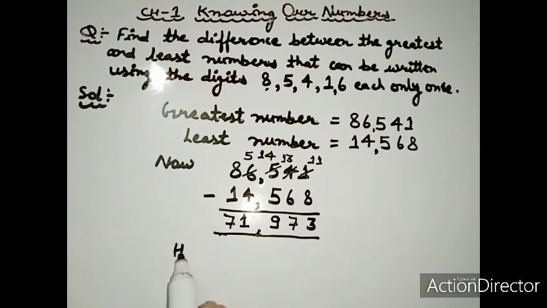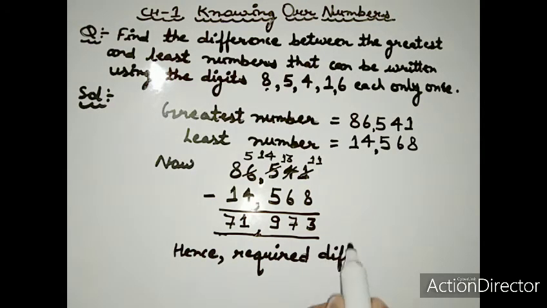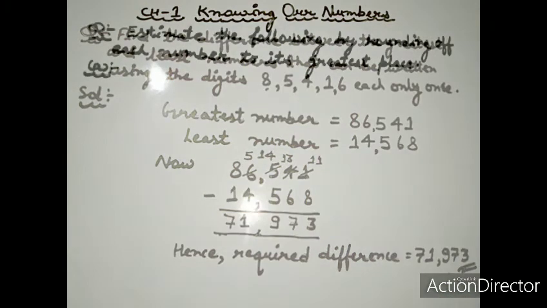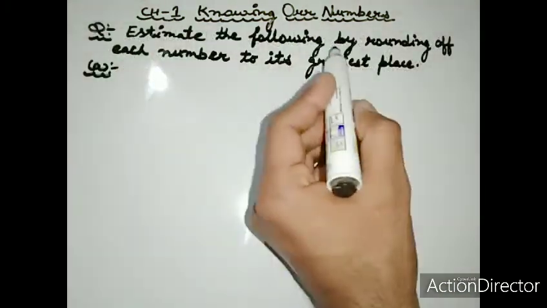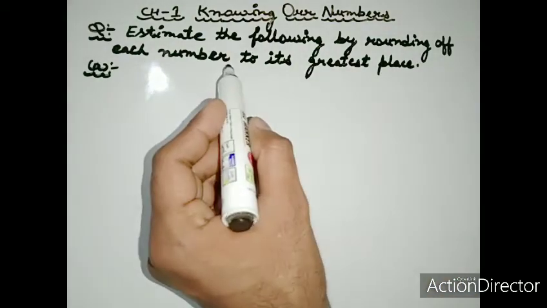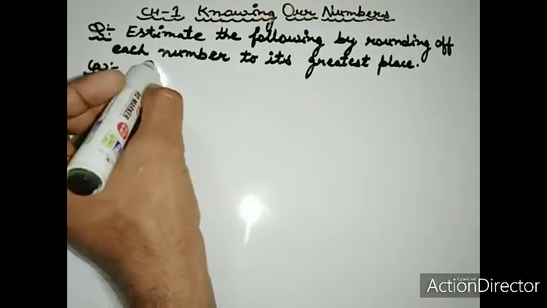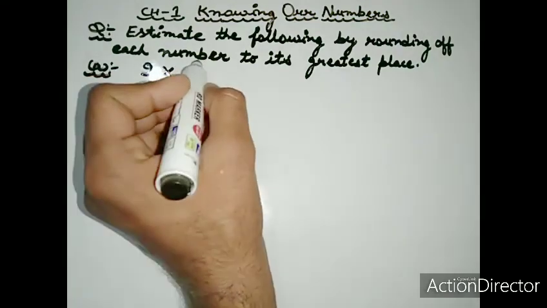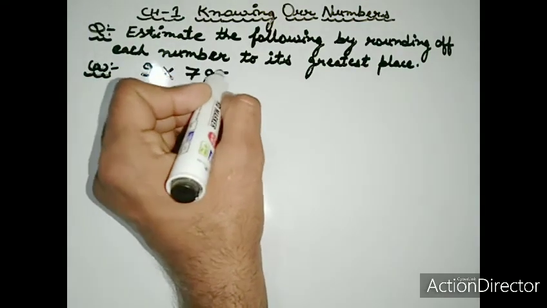So here we write, hence, the required difference is equal to 71,973. Now here we take another question. Estimate the following by rounding off each number to its greatest place. Now here 9 multiply by 795.